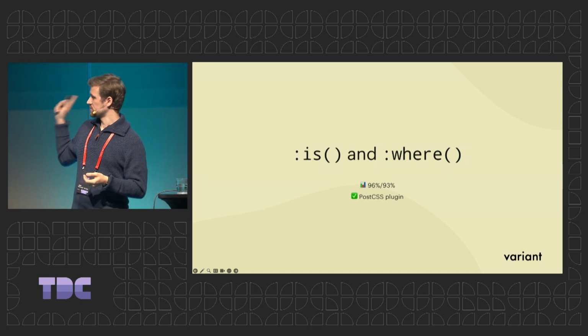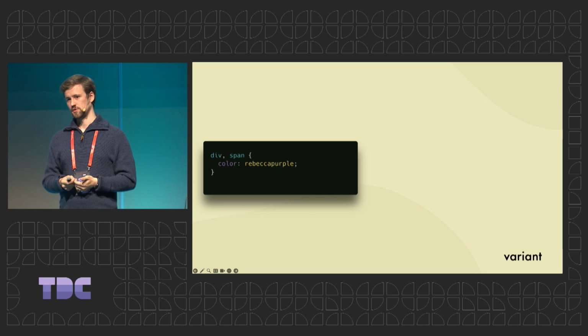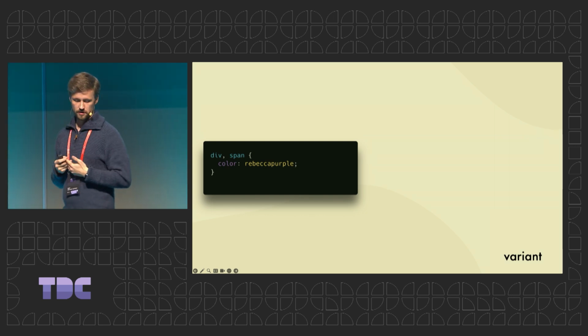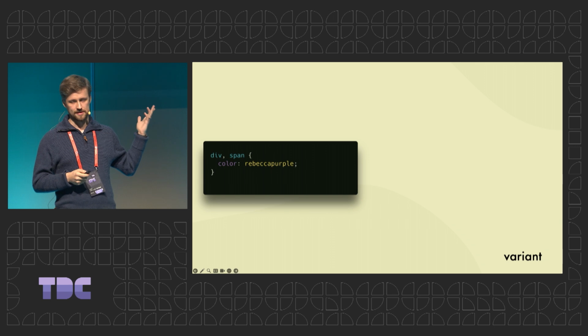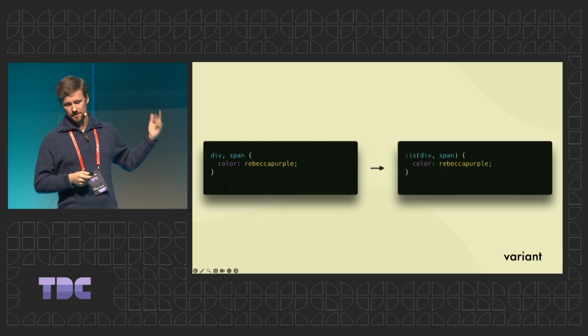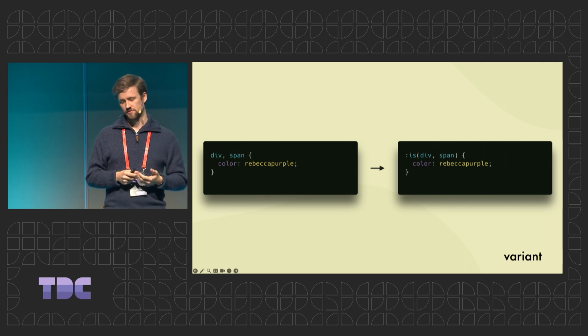So first, we're going to talk about :is and :where. And let's say that I want to apply styling to, for example, a div and a span. Then I can do it like this. This is the sensible way to do it. Or I could use an :is selector, because the :is selector resolves if one of the selectors inside of it are resolved.